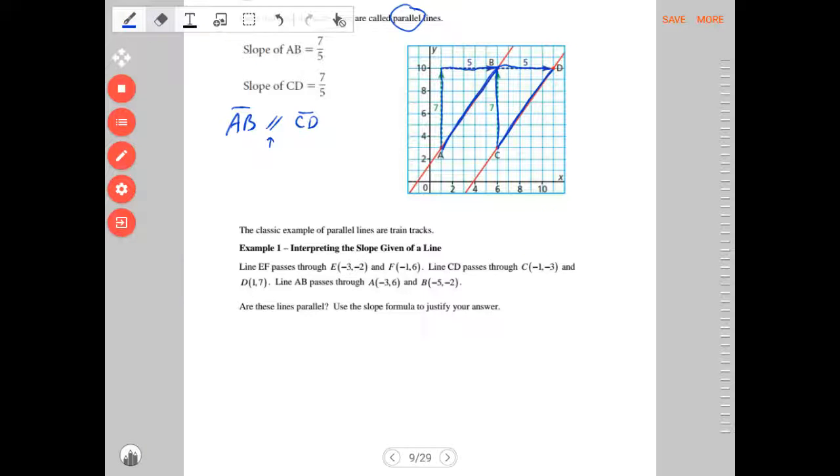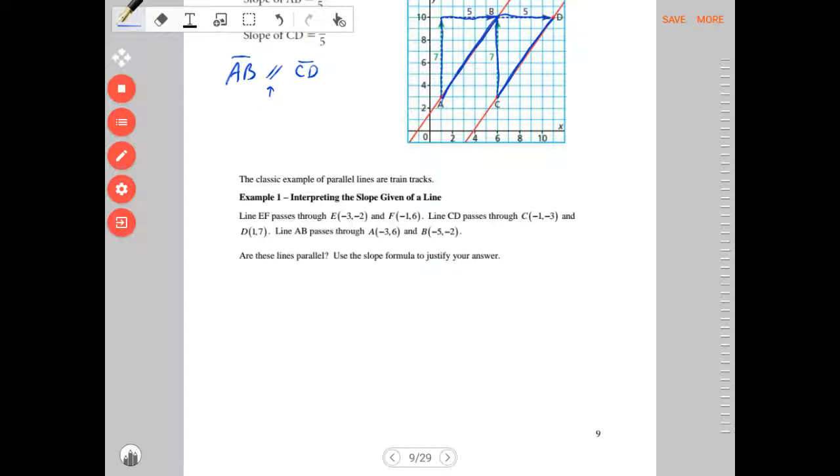So, anyways, example 1, interpreting the slope of a given line. Line EF passes through E(-3, -2) and F(-1, 6), CD passes through that, and AB passes through that and that. Are these lines parallel? Then use the slope formula to justify your answer.